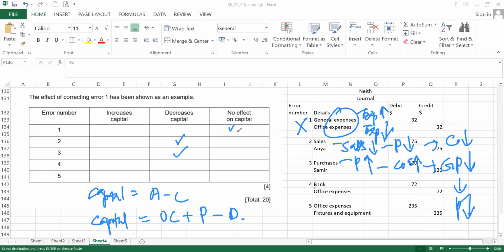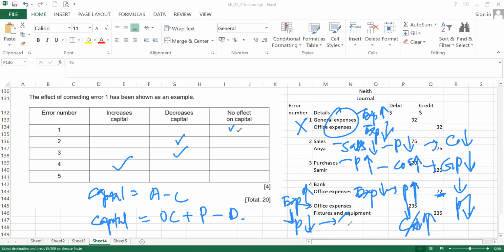Next is office expenses. Office expenses is an expense, but when we credit, expenses decrease. When expenses decrease, profit increases. Profit increases, capital should increase. So this one should be increased. The last one, debit office expenses. Expenses debit, expenses increase. Expenses increase, profit decreases. Profit decreases, capital will decrease. So this answer should be here. Okay, that is for question number 4 that I'm sharing. So we're going to do question 5.